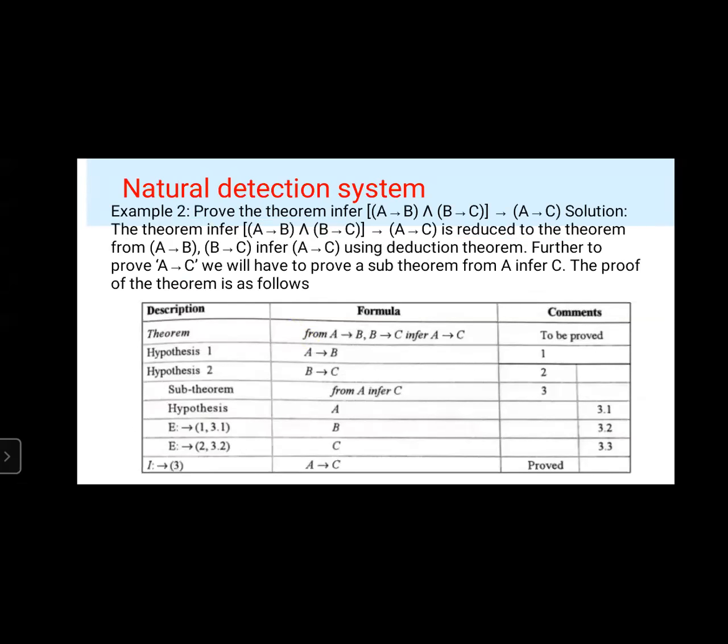Next, now another example. Prove the theorem: infer (A implies B and B implies C) implies (A implies C). That is the problem given to us. Now the theorem: infer (A tends to B and B tends to C) implies A tends to C.